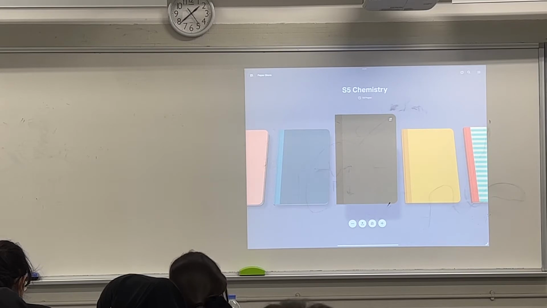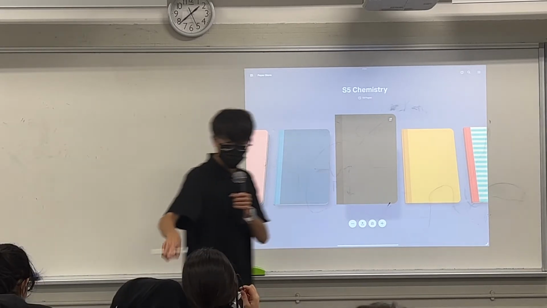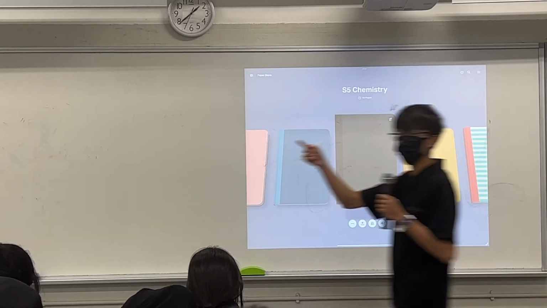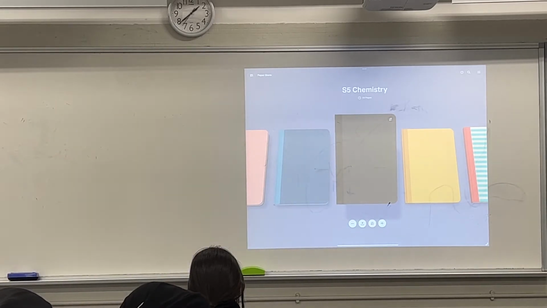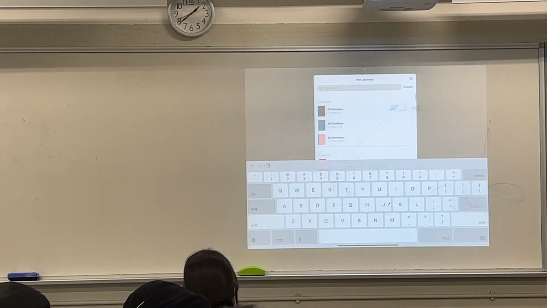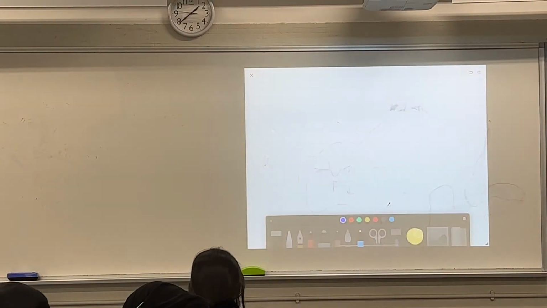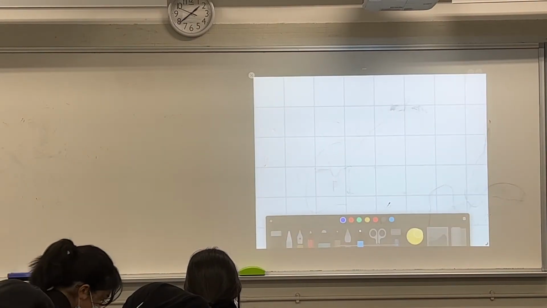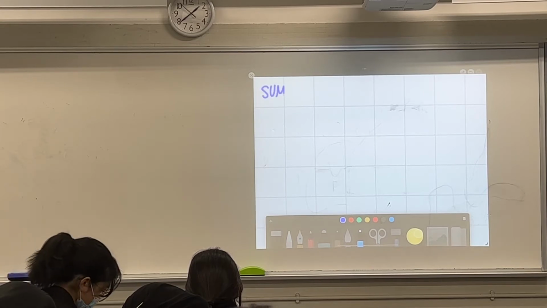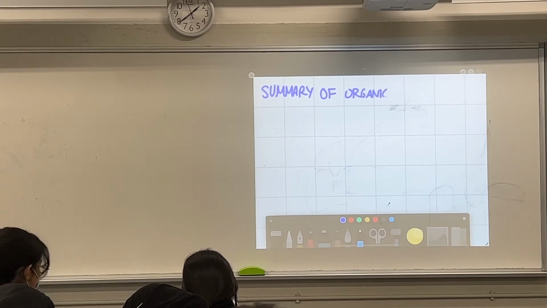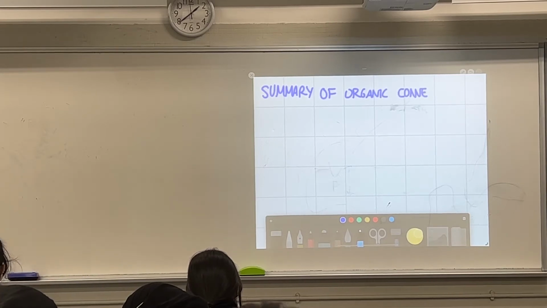Let's start. Can you take out the worksheet from yesterday? We'll do a quick summary on all the reactions, and then I will try one question and move on to important organic substances. Okay. On a new page in the notebook, I want you to draw down the summary of organic reactions or conversions.